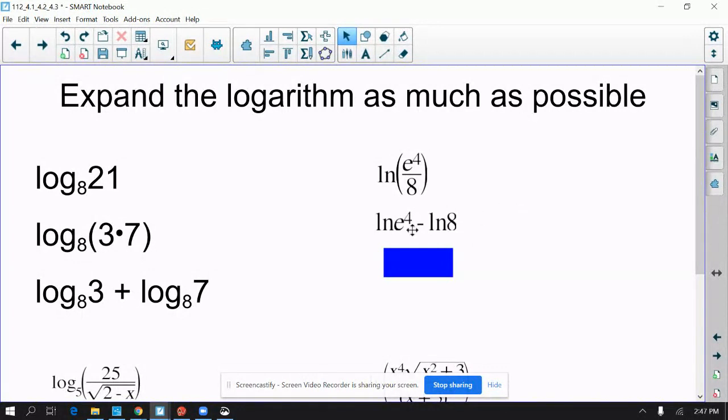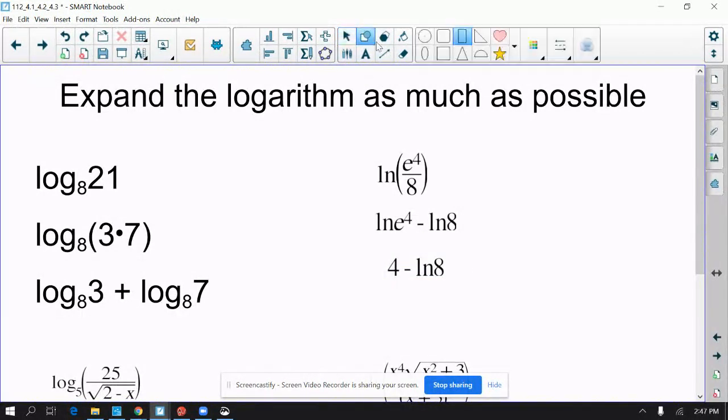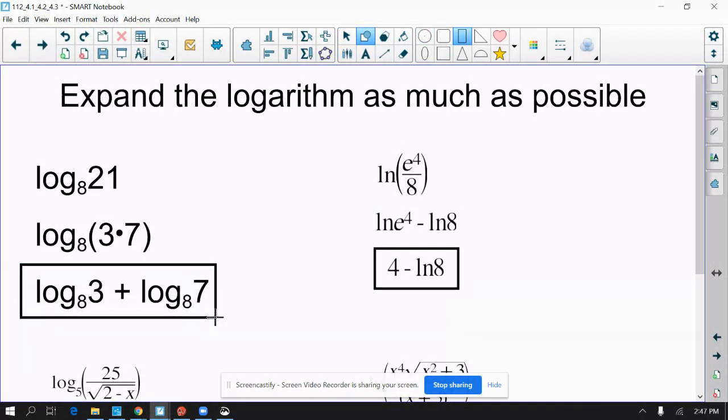What we can do here, though, we can do something. This we can actually evaluate in our head. Logarithms are exponents. So what is the exponent that would go on e that would result in e to the 4th? And that number is 4. So this is a great answer, a great stopping point. 4 minus the natural log of 8.